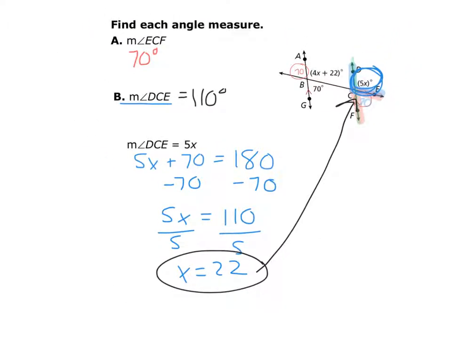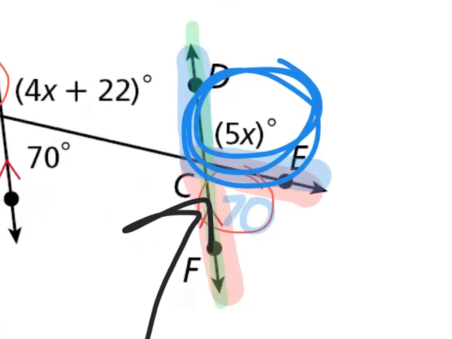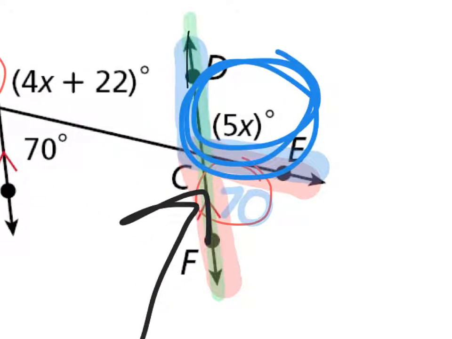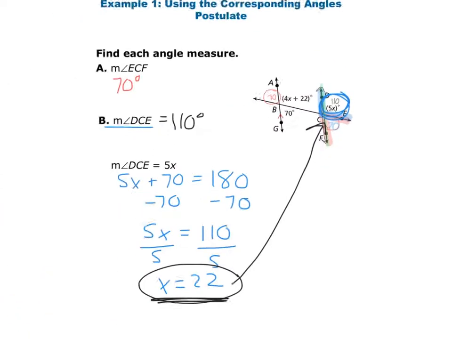Any questions on this one? Wait, why did you do all that if you knew it was 110? If it asks us for x, if it says find x, then we need to do the math. But we could just look at it and say that since this whole line is 180, we could just subtract 70, and we know that this is going to be 110. So you could just do that. But if the question asked us to find x, we would need to do all the math.